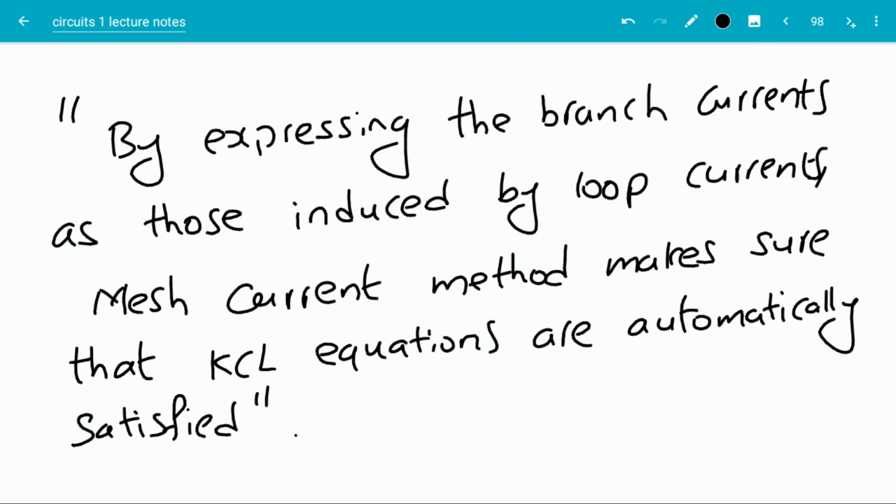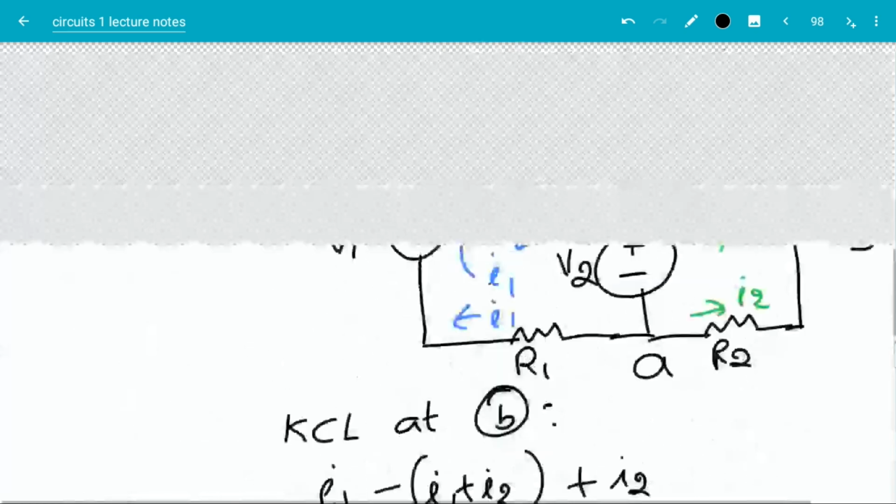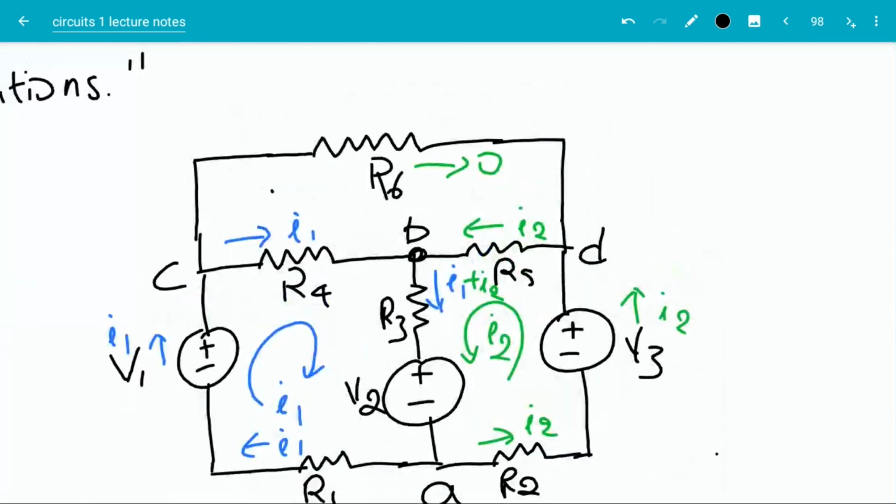By expressing the branch currents as those induced by loop currents, the mesh current method makes sure that KCL equations are automatically satisfied. I would encourage you at this point to pause the video and, in this circuit, add the extra loop current I3. Calculate all the branch currents induced by all these loop currents and make sure that the KCL equations are satisfied. And at each essential node, when you write a KCL equation, make sure that you can express the equation as a sum of contributions of each loop current.